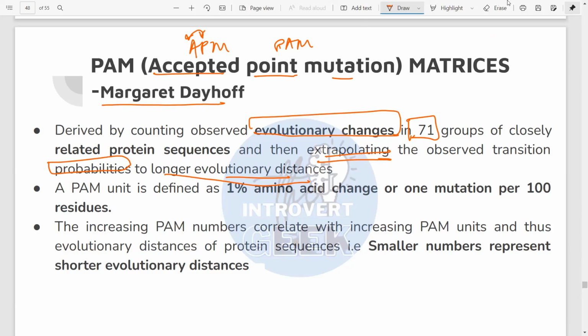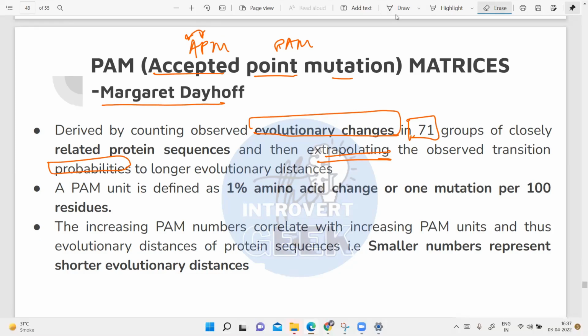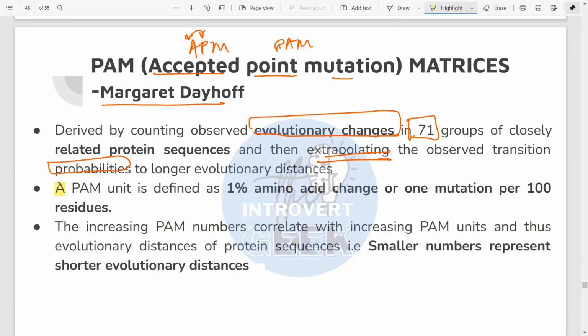So how can you define a PAM unit? A PAM unit is defined as 1% amino acid change or 1 mutation per 100 residues. So a PAM unit, that is an accepted point mutation unit, is defined as 1% amino acid change or 1 mutation in 100 residues.